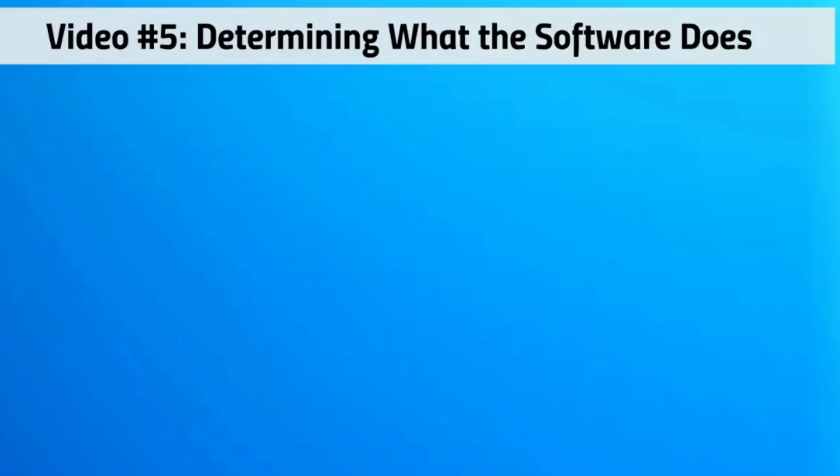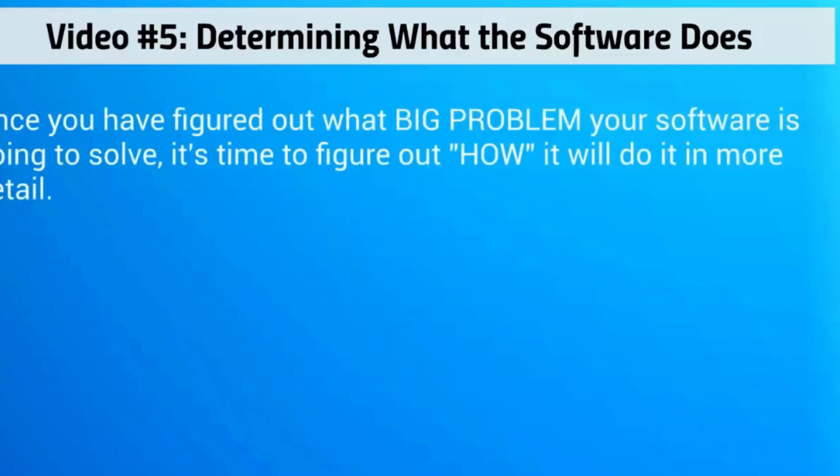Okay, so welcome to video number 5. Let's determine what the software does. Once you've figured out what the big problem is that you're going to solve, it's time to figure out how it will do it in more detail. So in the previous video, we figured out what the solution was, basically how frustrated your consumer would be with the problem and how happy they would be with the problem solved.